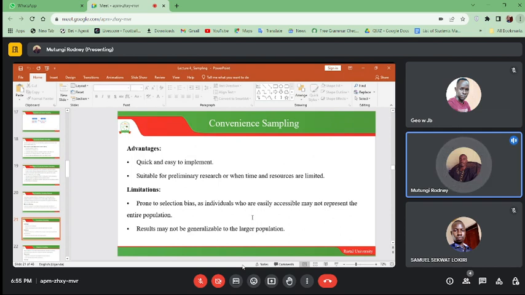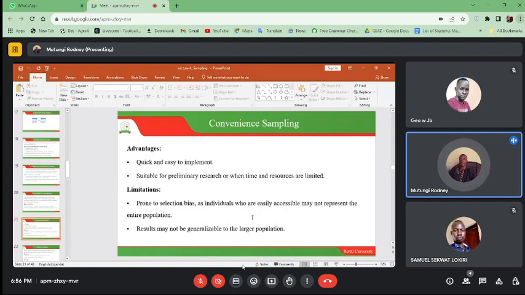Your office is located on maybe Street 5. So conveniently, you're going to interview people around that street, plus the streets that are nearby. Okay, so that will be convenience sampling. You just go to those people until you reach the target number or the sample size that you need.